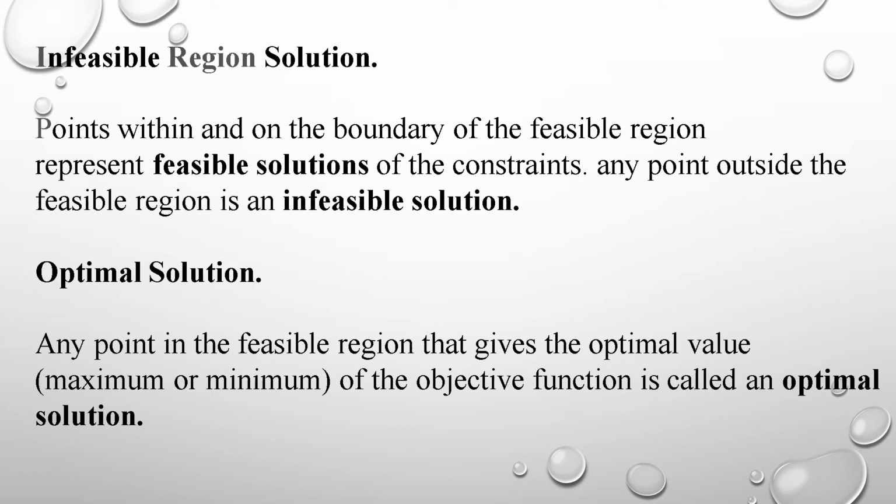In the feasible region, points within and on the boundary of the feasible region represent the feasible solutions of the constraints, and any point which lies outside the feasible region is an infeasible solution. Optimal solution: any point in the feasible region that gives the optimal value. What is optimal value? Either maximum or minimum value. Of what? Of the objective function. It is called an optimal solution.